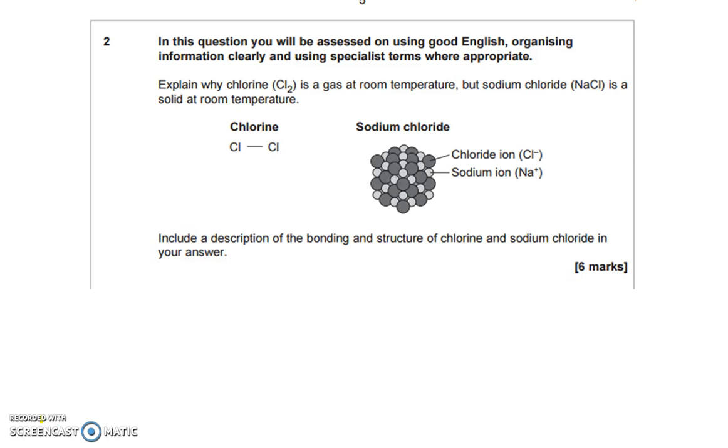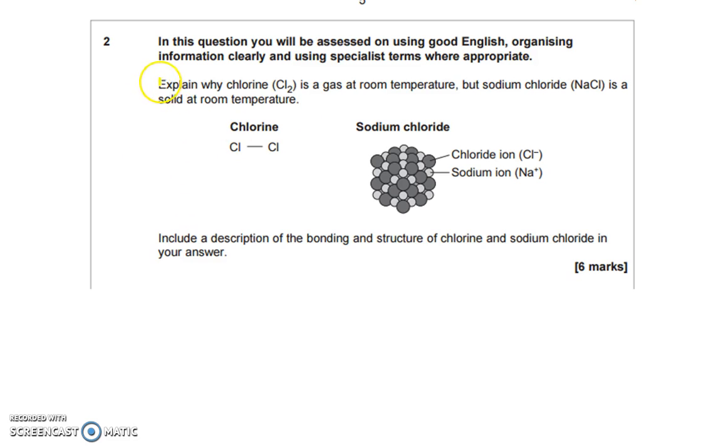So let's have a look at the first question. So the first thing we need to do is look at this information. In this question, you'll be assessed on using good English, organising information clearly, and using specialist terms where appropriate. Now, being 100% honest, you don't necessarily need to do a wonderful work of literary genius to actually get 6 marks. You just need to write pretty simple English. But let's look at the question here.